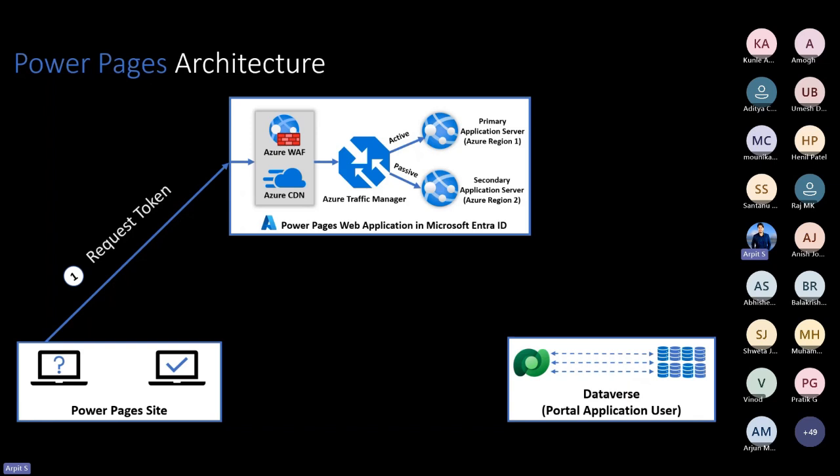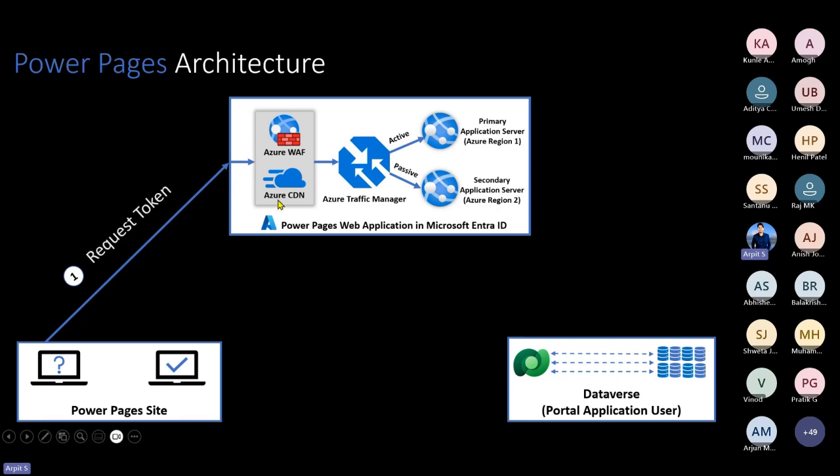Okay, so when you hit the site on the browser, it requests for the token, and then there are a lot of things that run in the background on the Azure Active Directory. There is an Azure web application firewall that provides an additional layer of security, and basically ensures there is no malicious attack or unauthorized access to the portal.